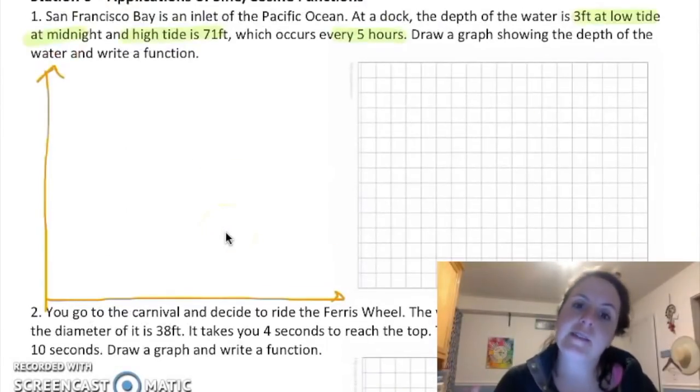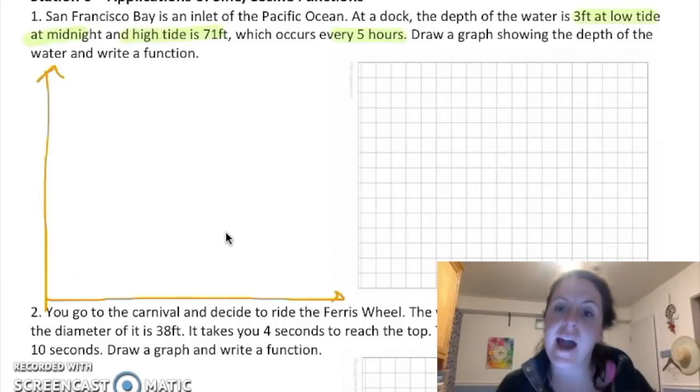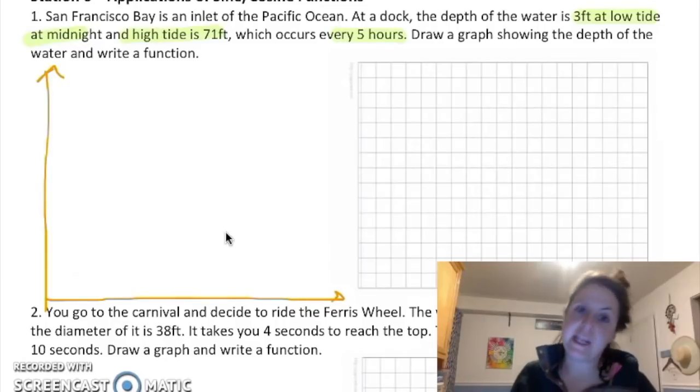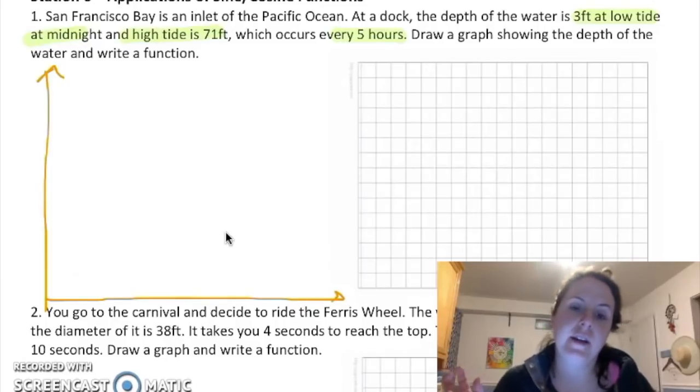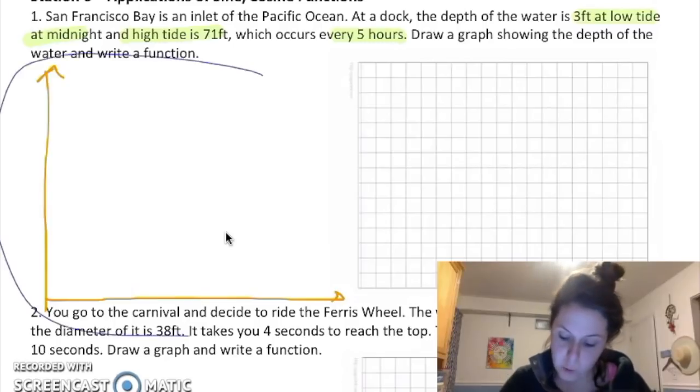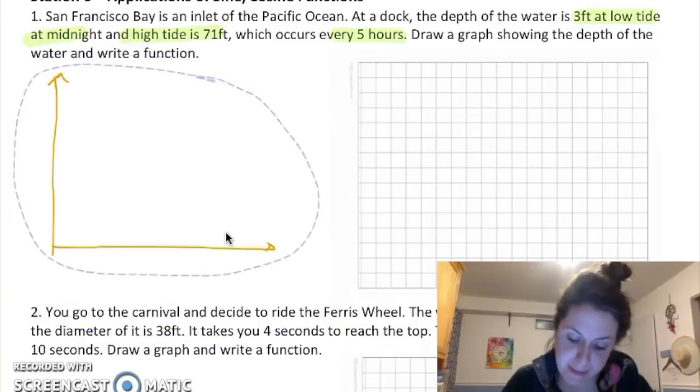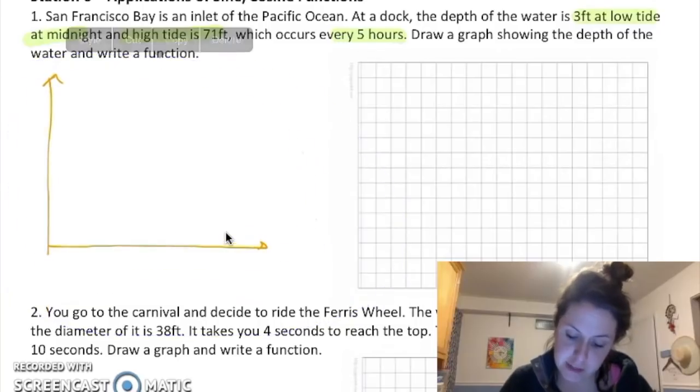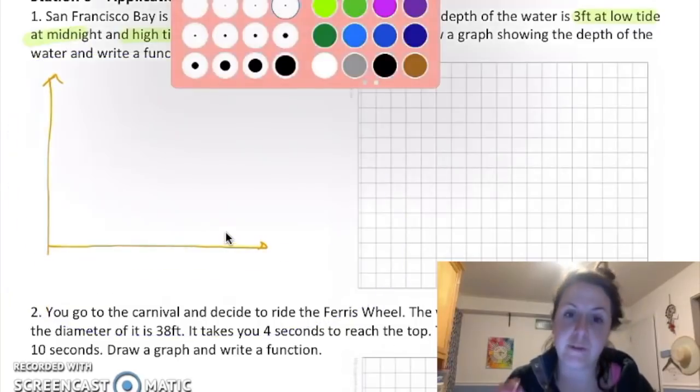So San Francisco Bay is an inlet of the Pacific Ocean. At the dock, the depth of the water is 3 feet at low tide, and high tide is 71 feet, and that occurs every 5 hours. So we want to draw a graph showing the depth and then write a function. So let's see what we know first.